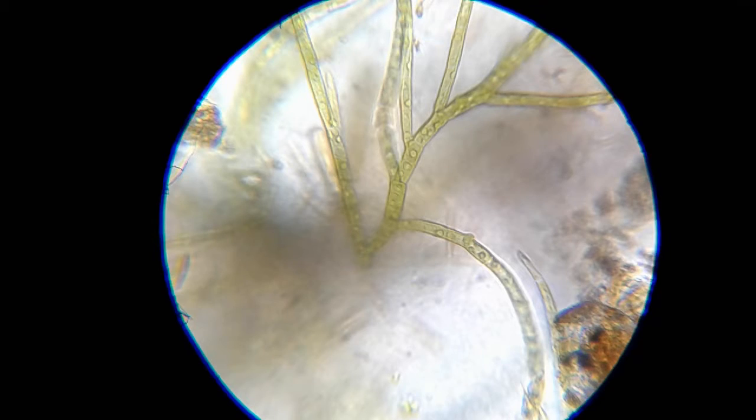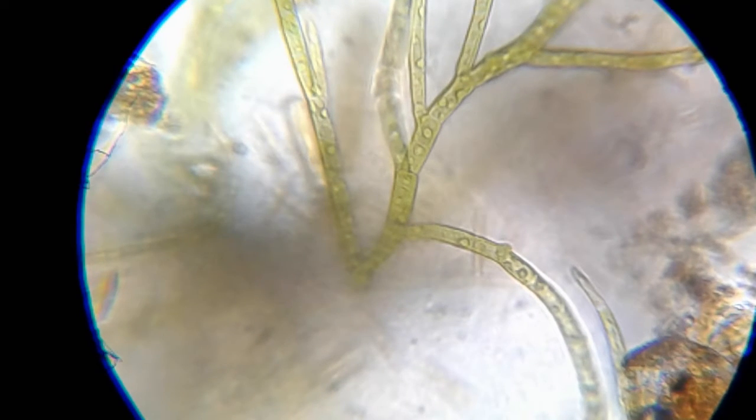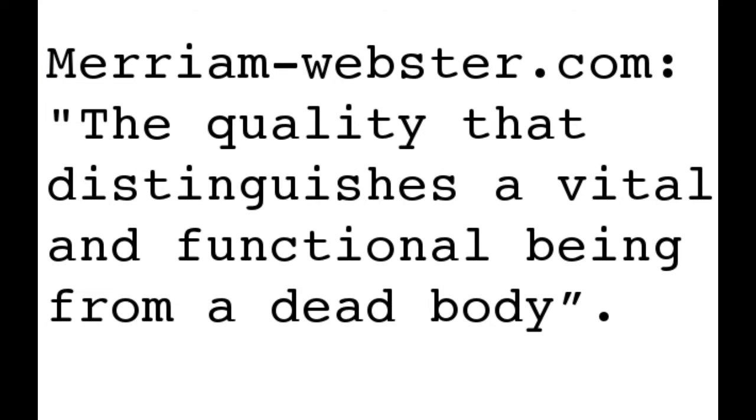The definition of life is fuzzy, but this is what Merriam-Webster.com says life is: the quality that distinguishes a vital and functional being from a dead body.